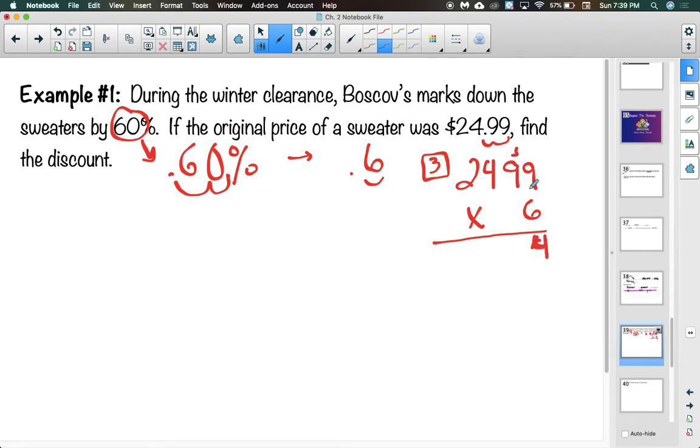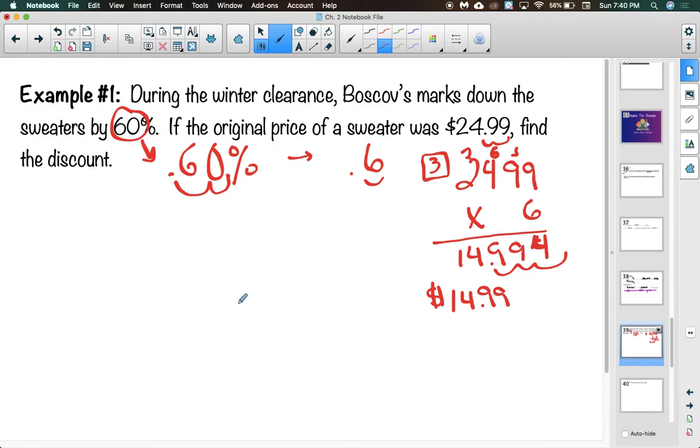Carry the 5. 6 times 9 is 54 plus 5. 6 times 4 is 24. I think I goofed on that. 6 times 9 is 54. That's 59. That should be a 5 there. 6 times 4 is 24 plus 5 is 29. And 6 times 2 is 12 plus 2 is 14. Bring our decimal 1, 2, 3 places in, and that means that the discount is $14.99. Notice I took my 4 and I used that to round my 99 cents. And that 4 tells me to keep it the same.